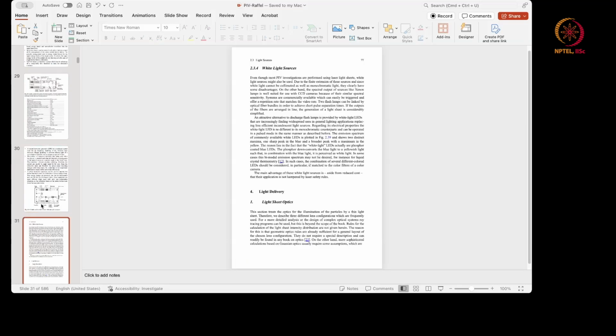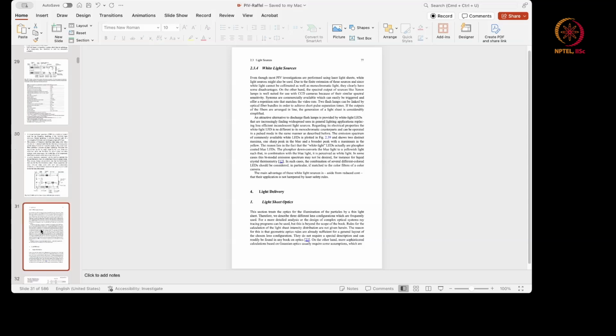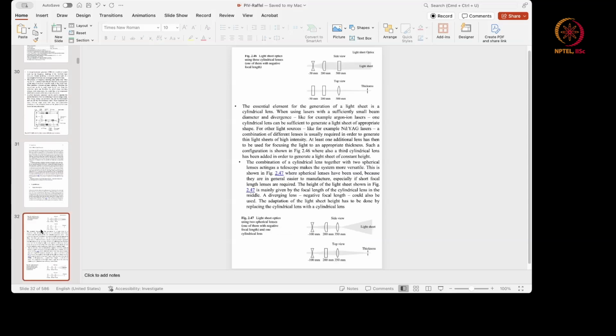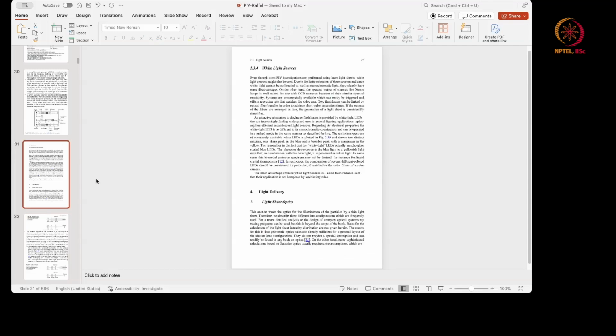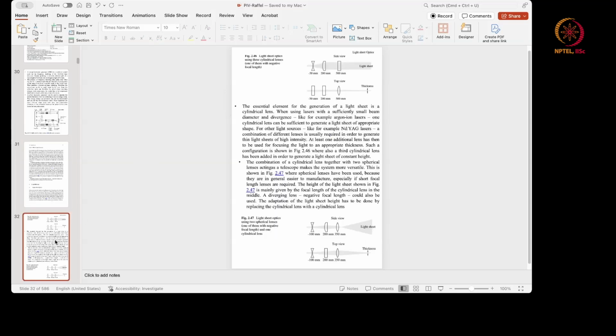So this is an important statement that we are actually making over here. Now let us look at when you actually do light sheet optics. We can also have white light sources and light delivery, but light sheet optics is what we wanted to do. The essential element for doing PIV is the generation of a light sheet, right? The essential element for this is a cylindrical lens.